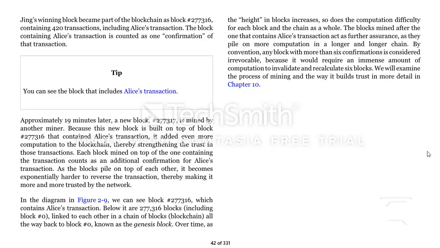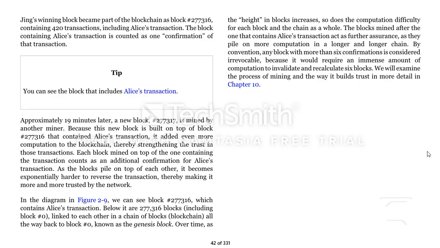Approximately 19 minutes later, a new block, number 277,317, is mined by another miner. Because this new block is built on top of block number 277,316 that contained Alice's transaction, it added even more computation to the blockchain, thereby strengthening the trust in those transactions. Each block mined on top of the one containing the transaction counts as an additional confirmation for Alice's transaction. As the blocks pile on top of each other, it becomes exponentially harder to reverse the transaction, thereby making it more and more trusted by the network.